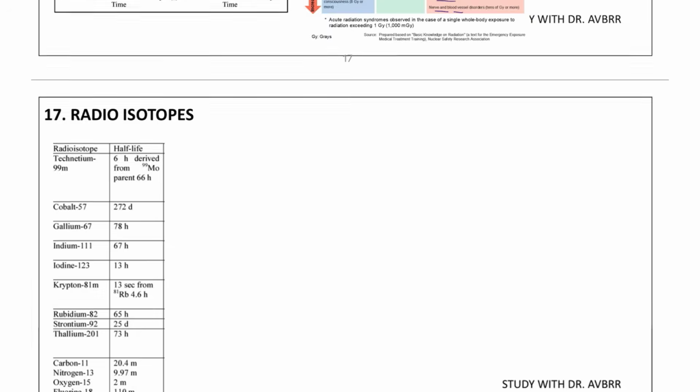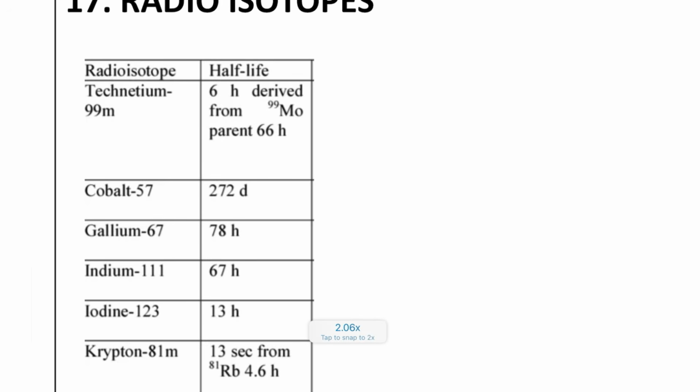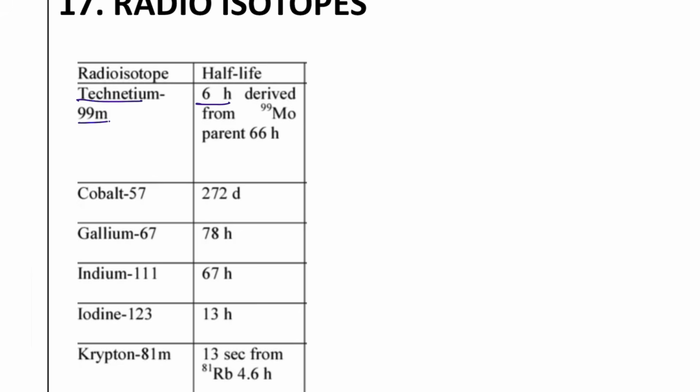Next, coming to the radioisotopes and their half-life. Technetium 99 has 6 hours. If you add molybdenum to technetium 99, it is going to be 66 hours. Cobalt 57 has the highest, that is 272 days, and gallium 67 is 78 hours.